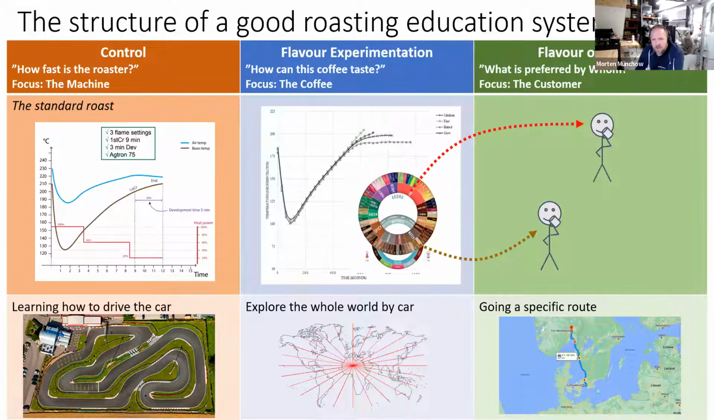Jane Qua asks, in the roasting profile, you mentioned 3 flame settings, first crack in 9 minutes, 3-minute development time, and Agtron 75. Does this mean that you have 3 minutes to get to Agtron 75? Yes, that's exactly what it means.